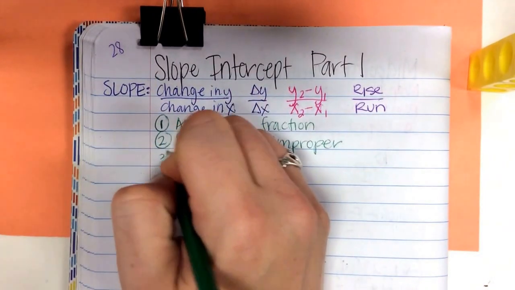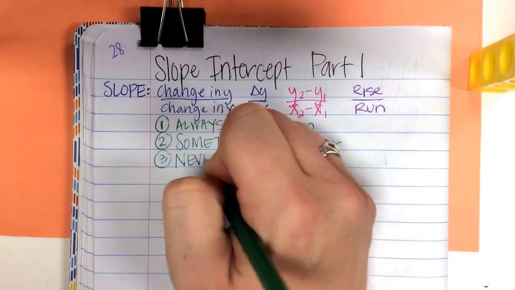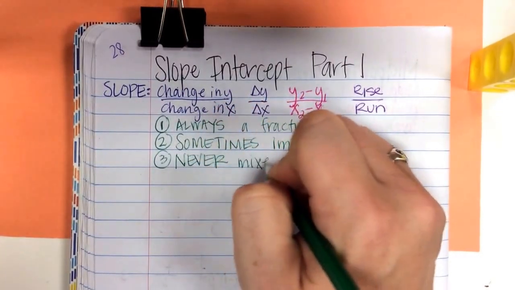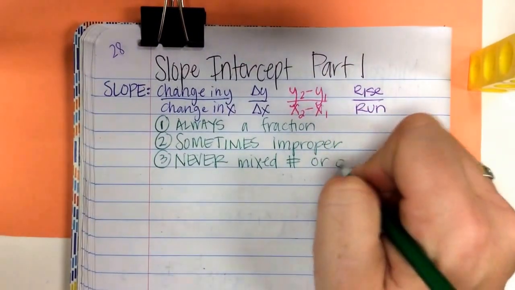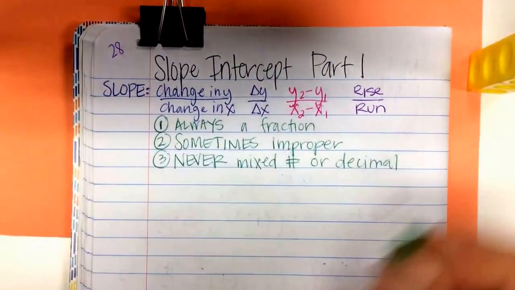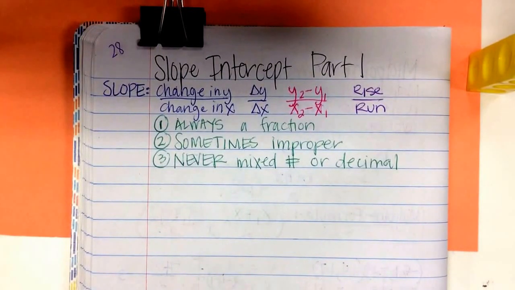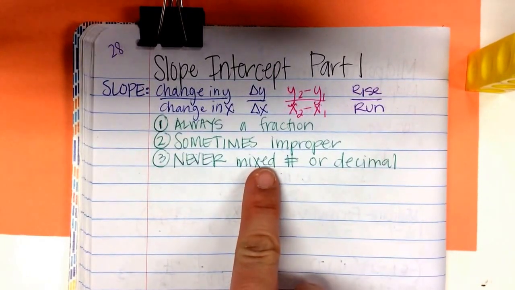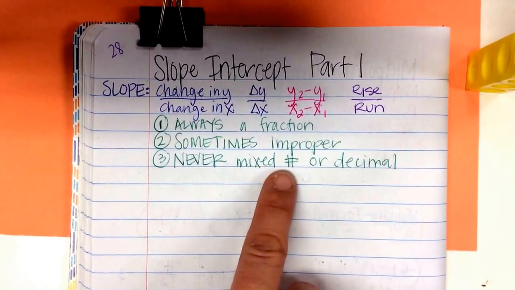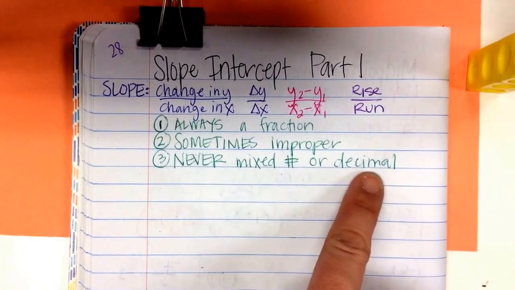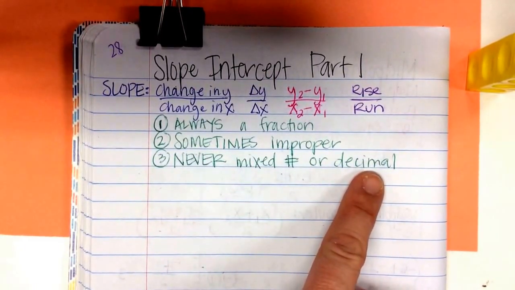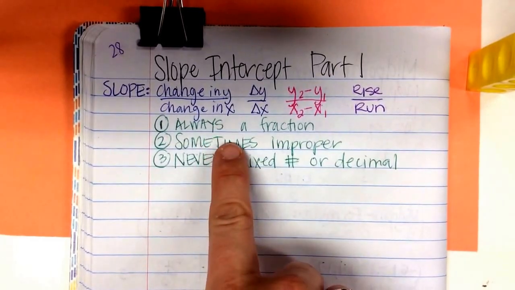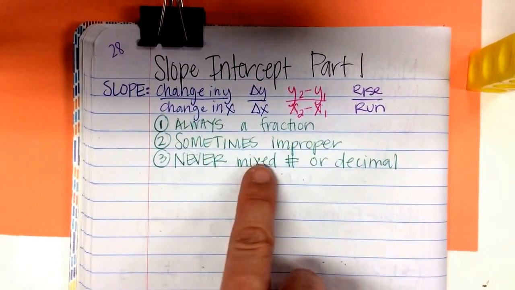And number 3, it is never a mixed number or decimal. Slope is always a fraction, it sometimes can be improper, and it's never a mixed number or a decimal. Mixed number would be a whole number and a fraction, 1 and 1/2. Decimal, never make it 0.5. It's always a fraction, sometimes improper, never a mixed number or a decimal.